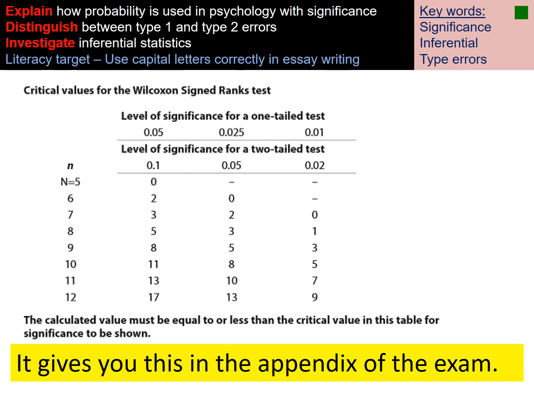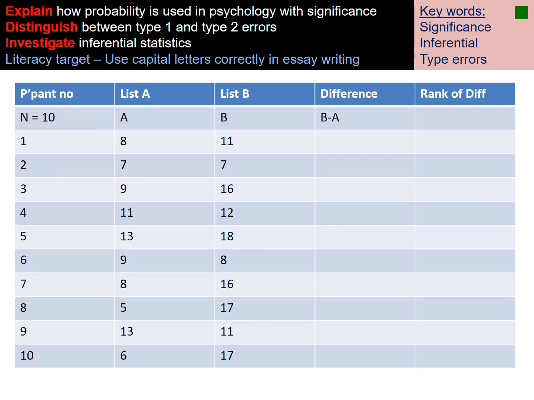Again, your critical values table, it's nice and straightforward for Wilcoxon. It's not quite like Mann-Whitney, this one. It's a lot more straightforward, but it even tells you down here the calculated value must be equal to or less than the critical value. So again, they're being quite nice really with the information that they're giving you. You just need to remember to look for it. Okay, let's do one together though so you understand exactly what you're doing.